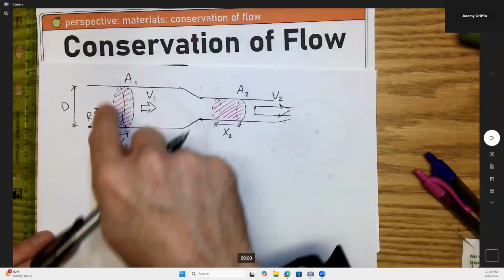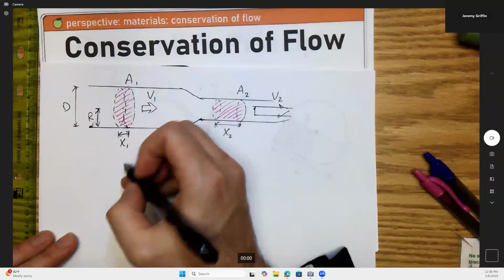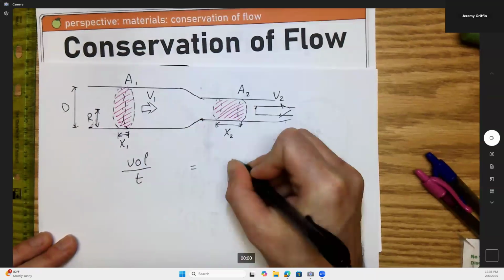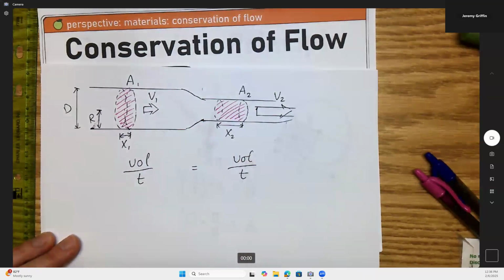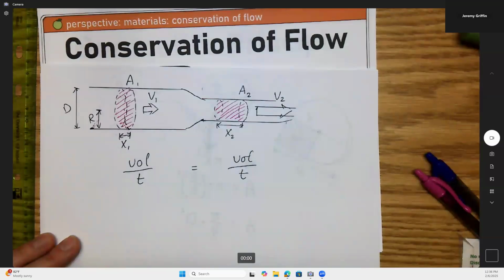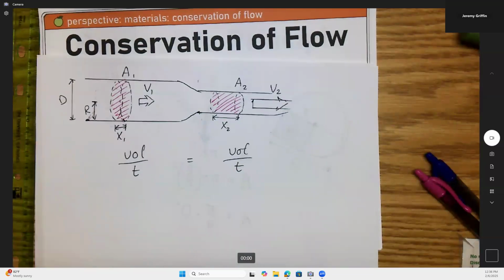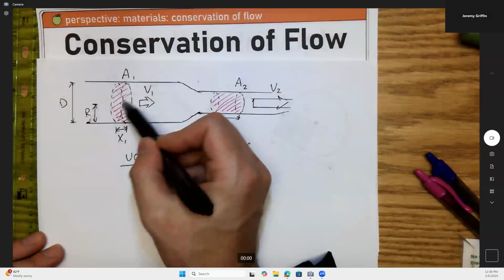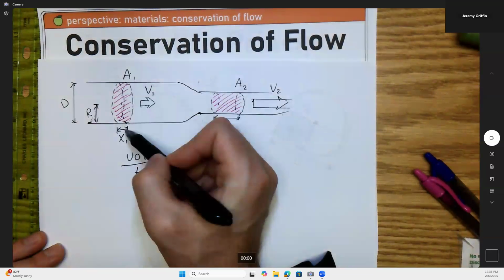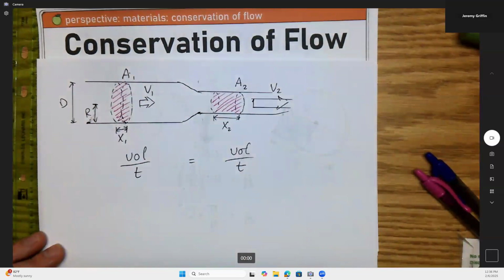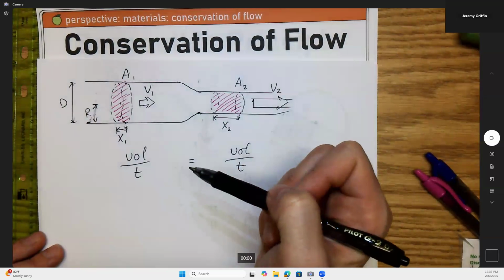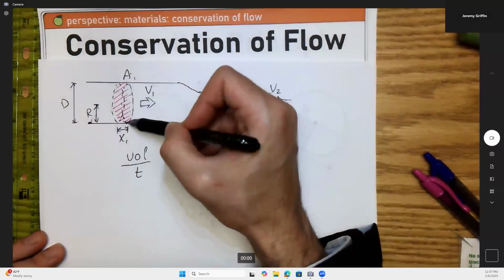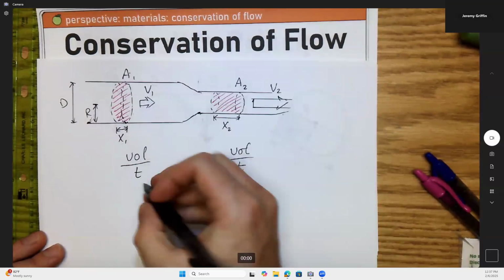All right, so this cylinder, let's do volume per unit time is equal to volume per unit time everywhere in that system, because that would have to be true, right? As long as the water is not compressible, which is true. And what is the volume of the cylinder equal to in terms of its area and x? Is it just this area times x? Yeah, so that's what volume is.